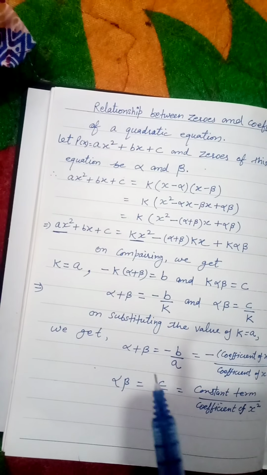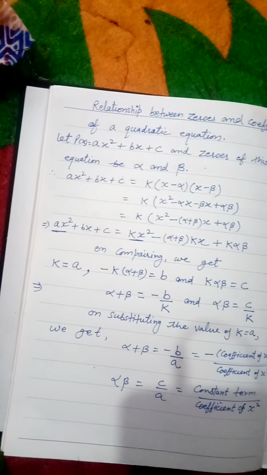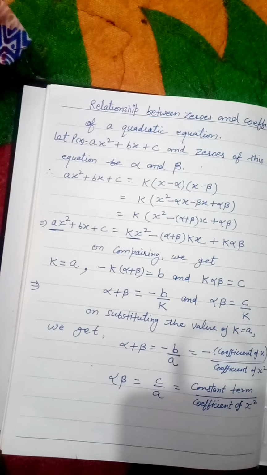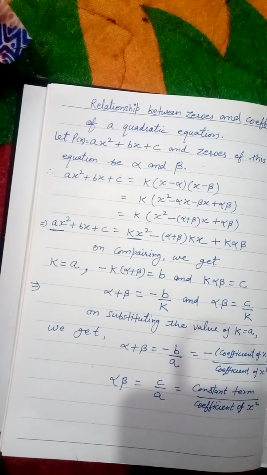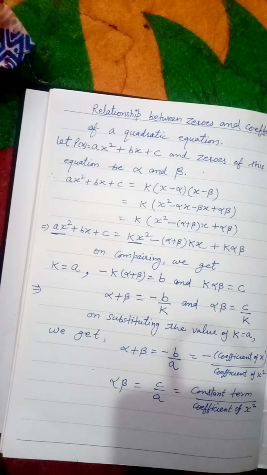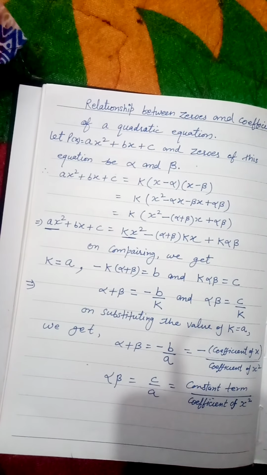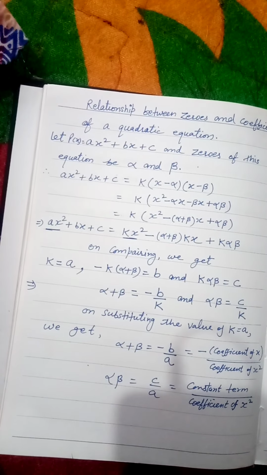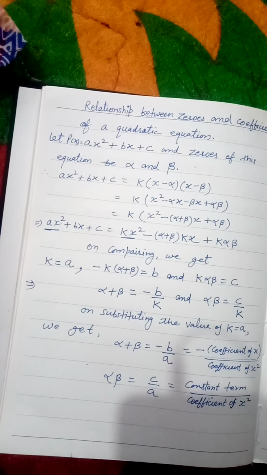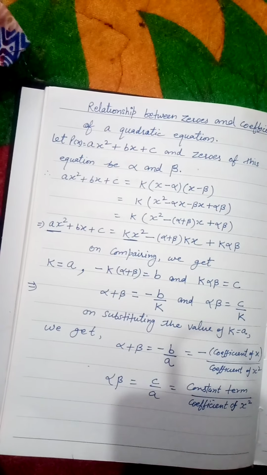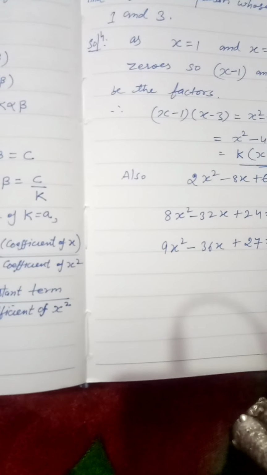So guys, if we want to find the sum and product of zeros of a quadratic equation, we don't need to solve the quadratic equation. We can just compare that equation with alpha plus beta equal to minus b by a and alpha beta equal to c by a.